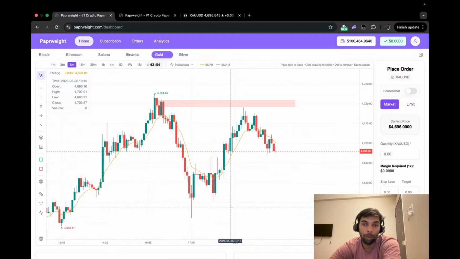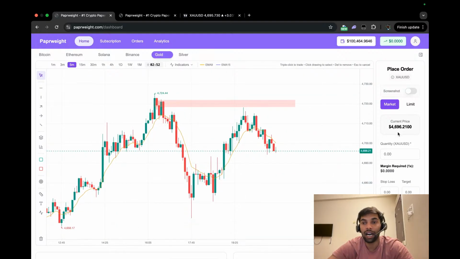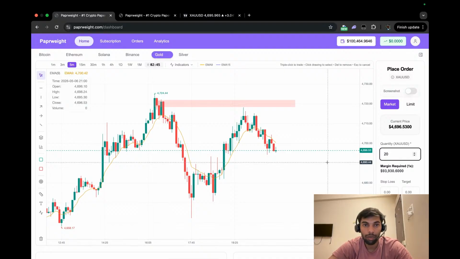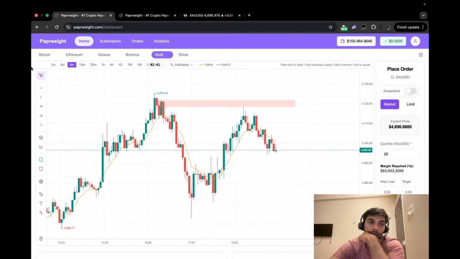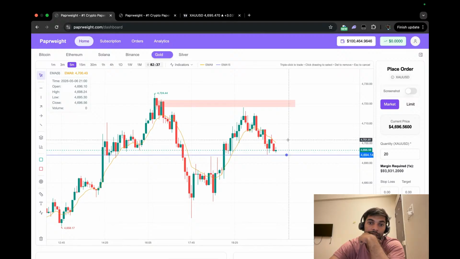Guys, there is a good opportunity on the selling side, and I am quite interested in punching the trade on the selling side. But let me wait for 2 more minutes. So this is my buying area. Okay. So I will punch my trade at 4694.